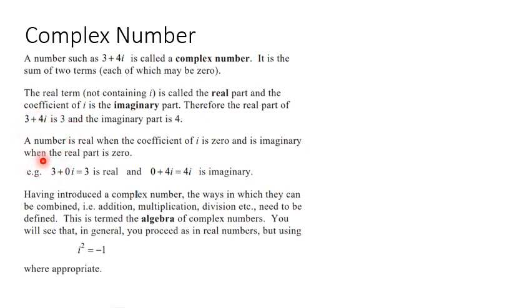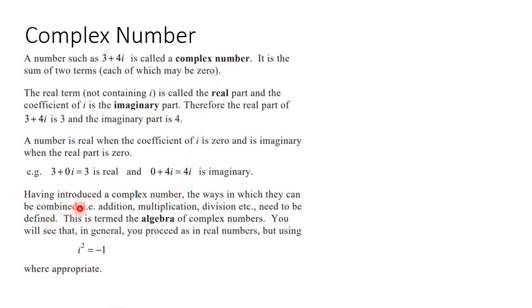Basically, a number is real when the coefficient of i is 0, and is imaginary when the real part is 0. For example, 3 plus 0i is equal to 3. Therefore, it is a real number. If you have 0 plus 4i, the result is 4i. So 4i is an imaginary number.